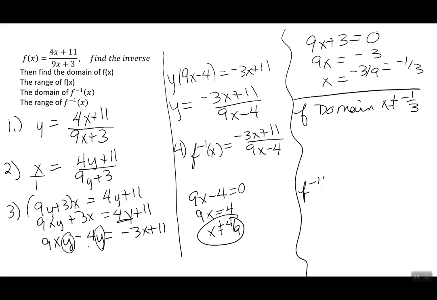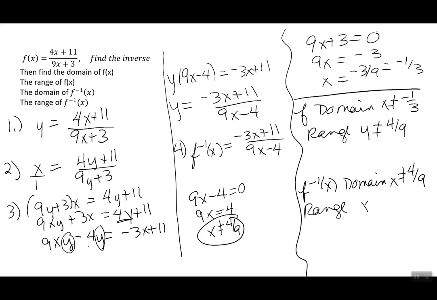So for f inverse of x, the domain, I want to say x is not 4 over 9, which says the range of f, y will not be 4 over 9, because these will always match. And then the range of f inverse, we go back to the domain, and it says x won't be negative 1 over 3.